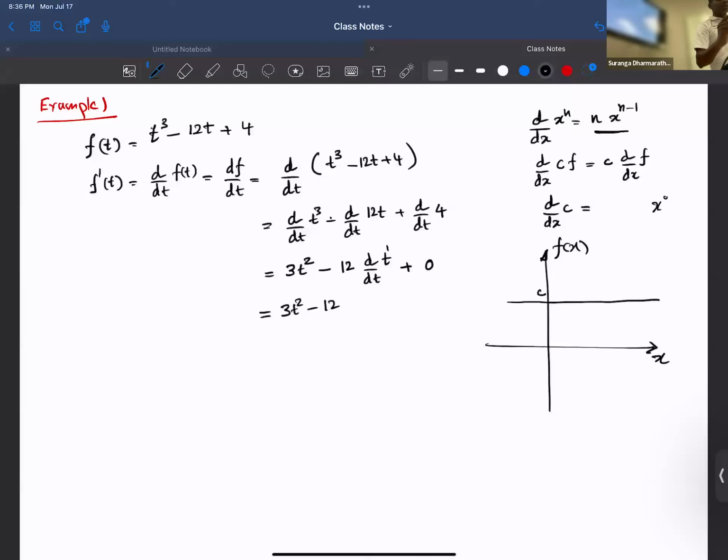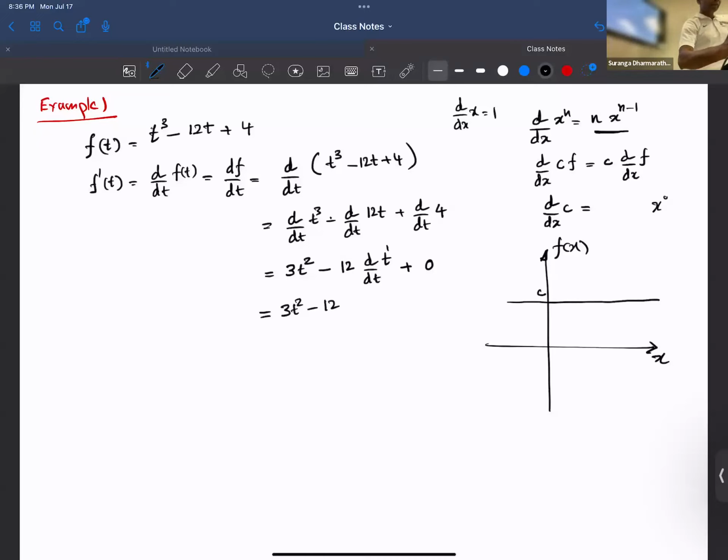If you have d over dx of x, what is the answer? 1. Why is that? n is equal to 1, right? That means this is 1 times x to the power 1 minus 1, x to the power 0. So that's equal to 1. Right? I'll show you something else.